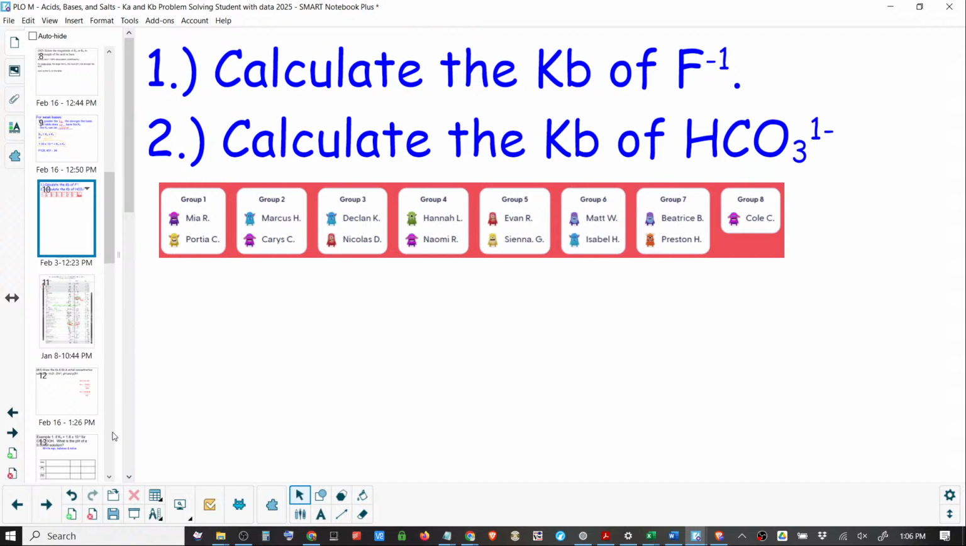KW is KA times KB. So you can look up the KA on the table. Wait, KA of F. So you want to calculate the KB of F minus. Find it on the base side. Because you're calculating the KB, so you want to find it where it's acting as a base.